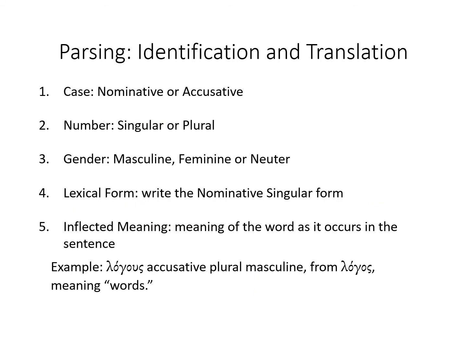When we parse words, here at the bottom we have an example of parsing. This is what I want to think with you about for a moment here. The example that we have, logous. If we are going to parse logous, it is accusative, and we know that by that sigma ending along with the upsilon just before it. It is plural. It is masculine, because logos is always masculine, and this would mean words because it's plural.